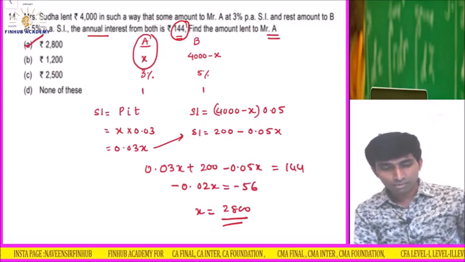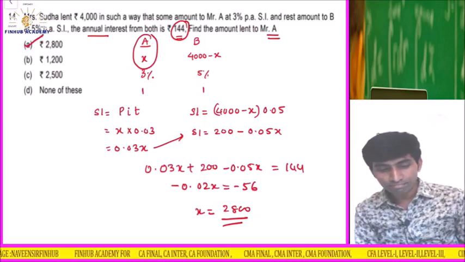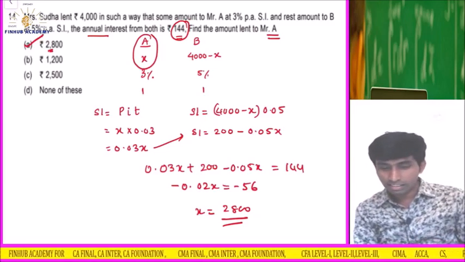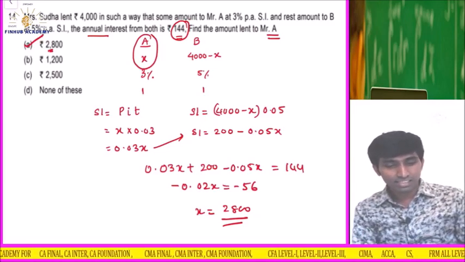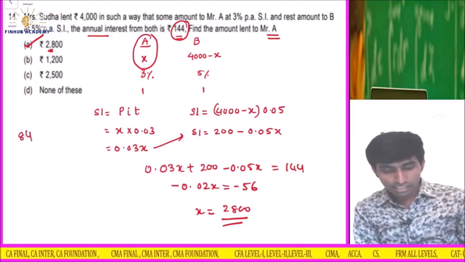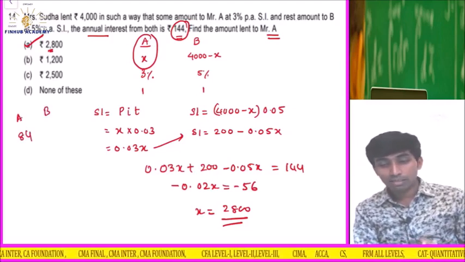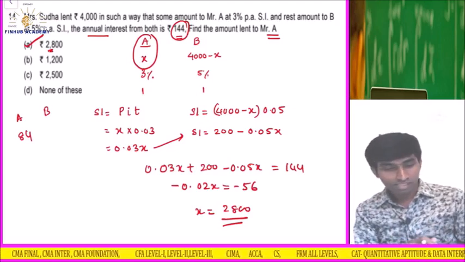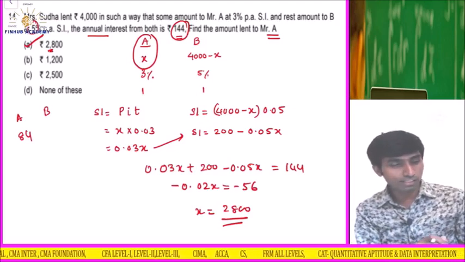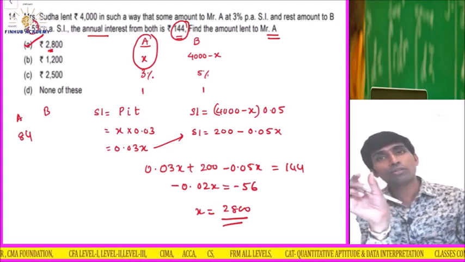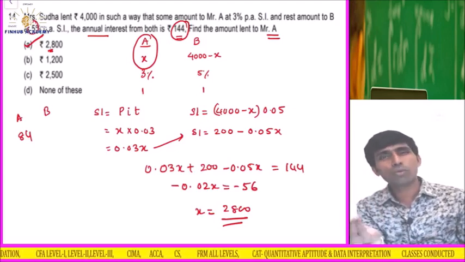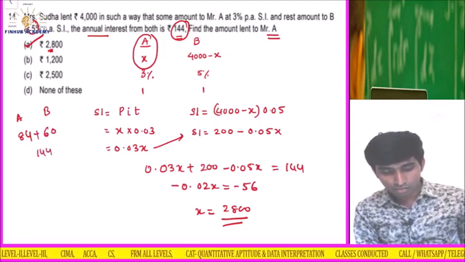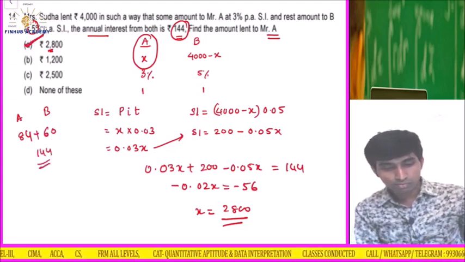Okay, try to calculate with option. How will we do it? Let's say we lent 2800. So 2800 is principal into how much? 3%. Okay, T is 1. So 84 is A's interest. B's interest: how much is lent to B? 1200. So 1200 into how much percent? 5%. 1200 into 5% means principal into R, T is 1, na. So here I'll get 60 simple interest. Add both. So answer is what? 144. Okay. So by option also you can check.